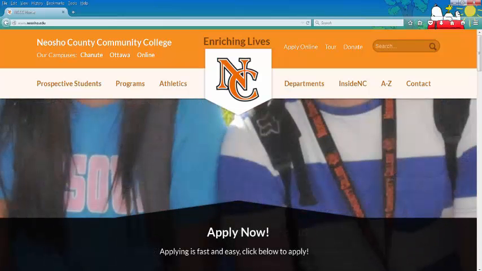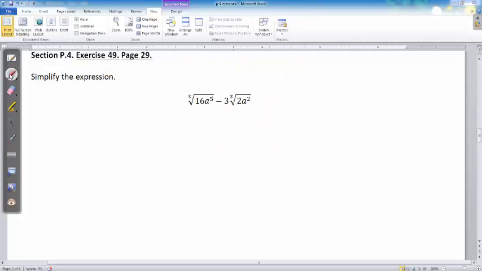And we're back for the last video of P4. We're going to finish the rest of the exercise we're going to look at today. This is exercise 49 on page 29, just continuing on from the problem we did at the end of last video. Along the same lines.